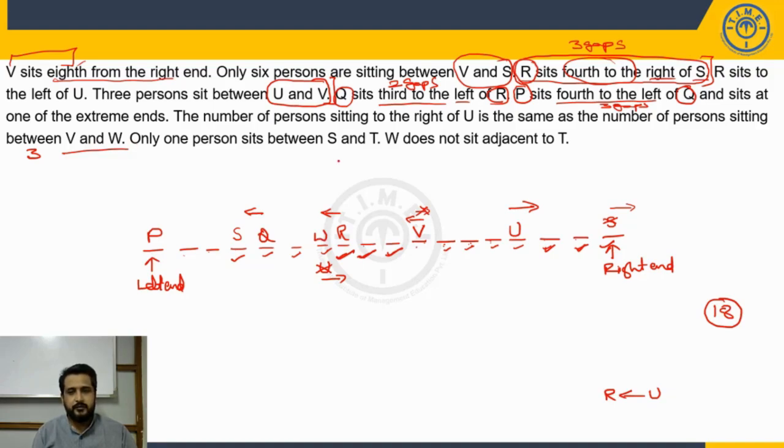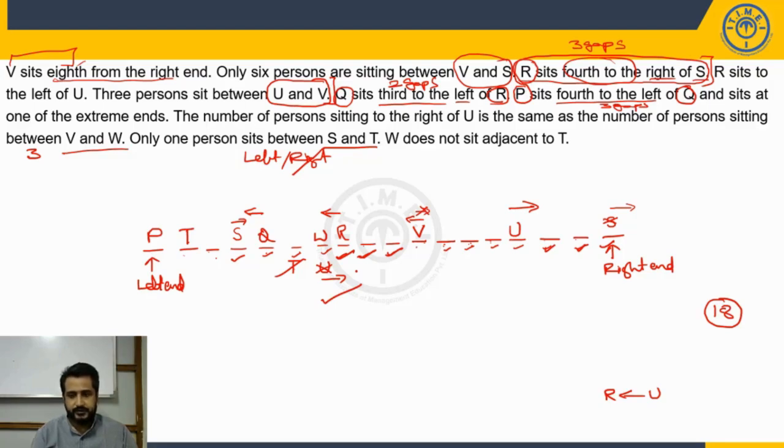Next, only one person sits between S and T. W does not sit adjacent to T. Only one person sits between S and T. It could be to the left side or it could be to the right side. If you take the right side, yes, one gap, T will come here. But it is given W does not sit adjacent to T. So this violates that condition. So T cannot be to the right side of S. So T has to be to the left side of S. So one gap, T. So this is our final arrangement. I hope you understood.